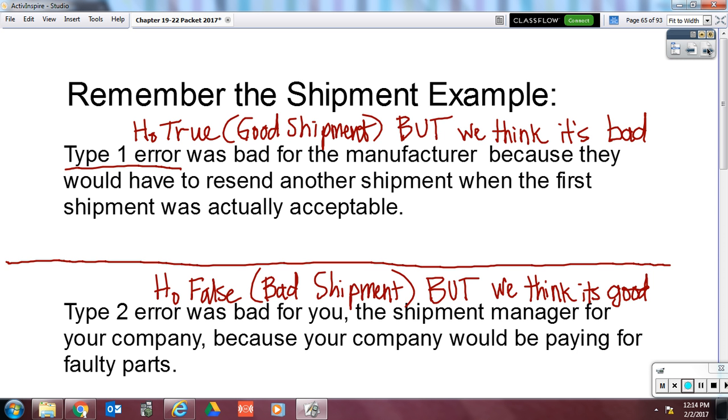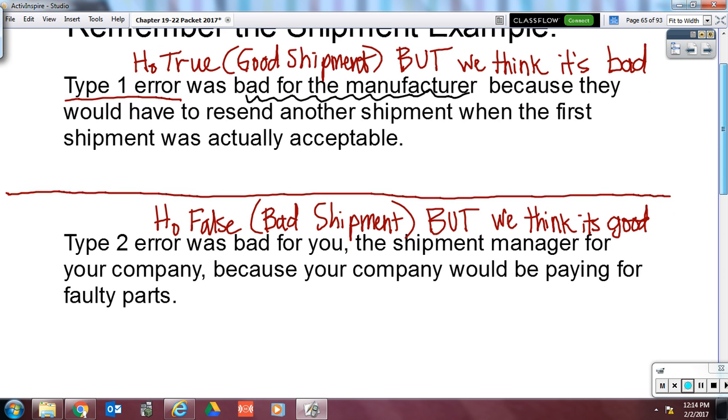A type 1 error occurred when it is a good shipment, but we got a sample that made us think it was bad, so we sent it back. So it was bad for the manufacturer, because they would have to resend another shipment when the first shipment was actually fine. So type 1 error, manufacturer did not like.